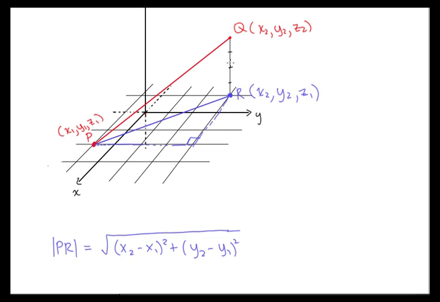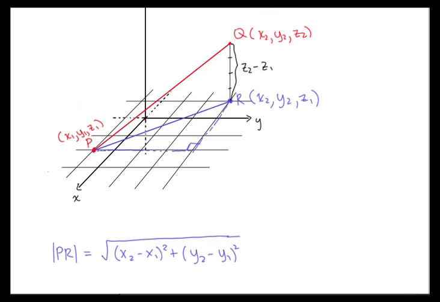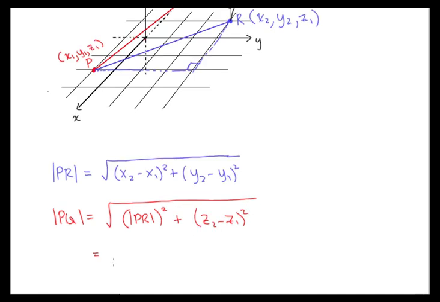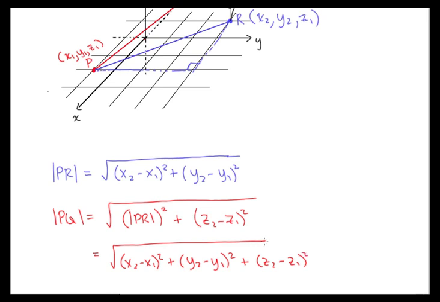What's this length here? We're going to use another Pythagorean theorem. This length here is z2 minus z1. So distance PQ is going to be the square root of, we need PR quantity squared. So I'm going to first write that like this. And then we need (z2 minus z1) squared, all of that under the radical. And now what's PR quantity squared? That's (x2 minus x1) squared plus (y2 minus y1) squared, and then filling in here we have (z2 minus z1) squared. So we can see that the distance formula extends naturally into 3 dimensions.